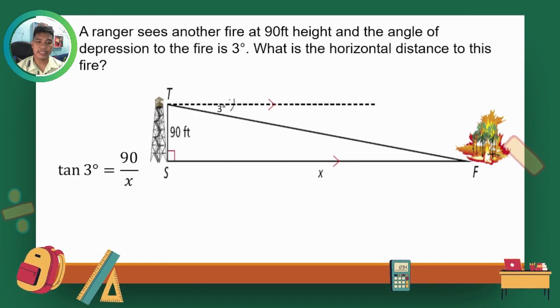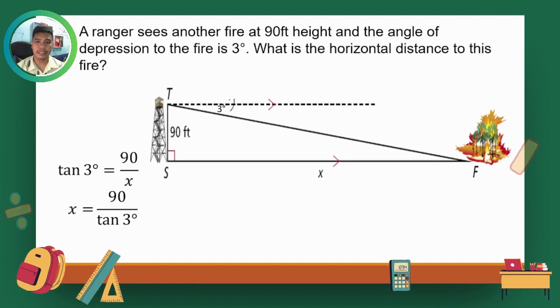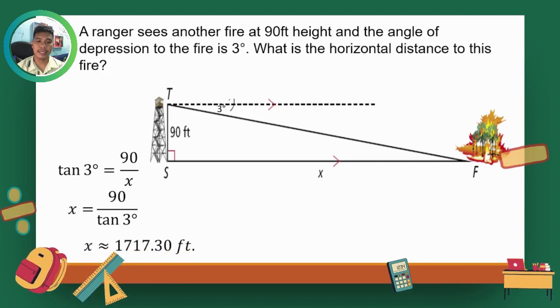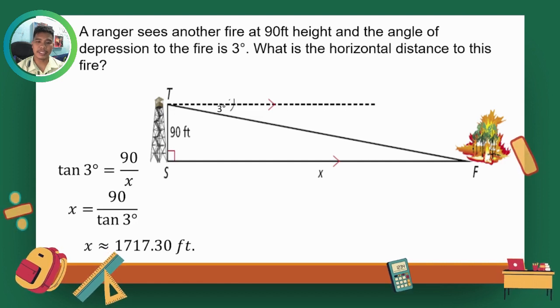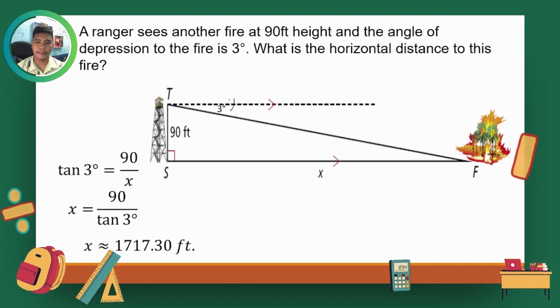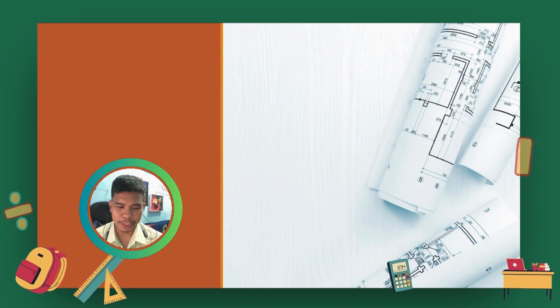Following the equation, x is equal to 90 over tangent 3 degrees. Using our scientific calculator, we divide 90 by tangent 3 degrees, and we will get approximately 1,717 and 30 hundredths feet. We are done with solving problems involving angle of elevation and depression.